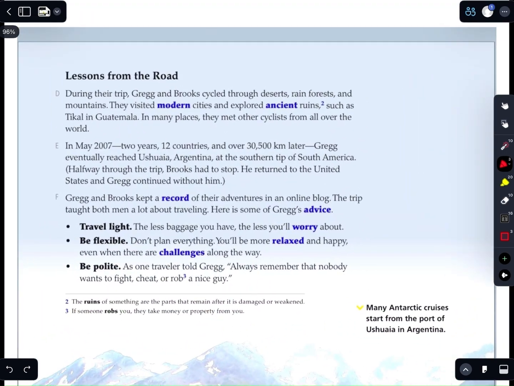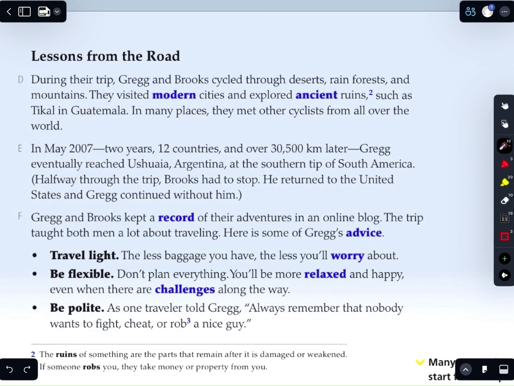Lessons from the road. During their trip, Greg and Brooks cycled through deserts, rainforests, and mountains. They visited modern cities and explored ancient ruins, such as Tikal in Guatemala. In many places, they met other cyclists from all over the world. In May 2007, 2 years, 12 countries, and over 30,500 kilometers later, Greg eventually reached Ushuaia, Argentina, at the southern tip of South America. Halfway through the trip, Brooks had to stop. He returned to the United States and Greg continued without him.